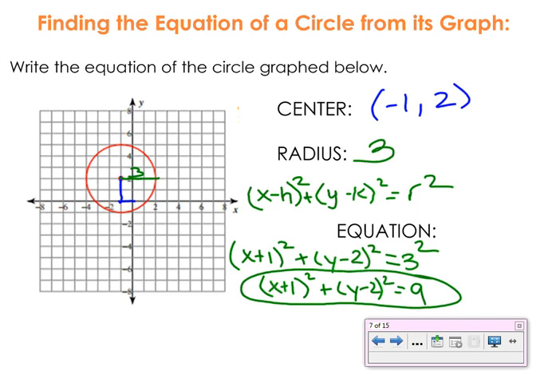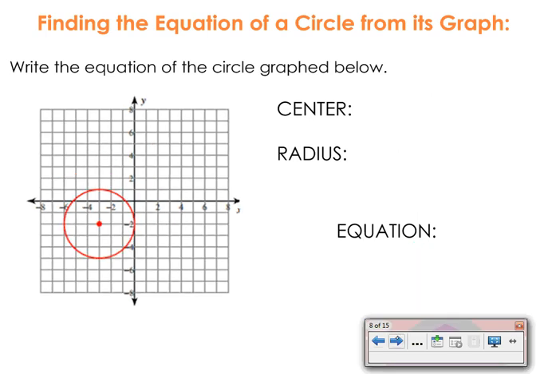Okay, so this one was different from the other problems because we had to find the information before we could plug it in. So I would like you to please try this example on your own. Pause the video, give it a shot, and then see how you do.